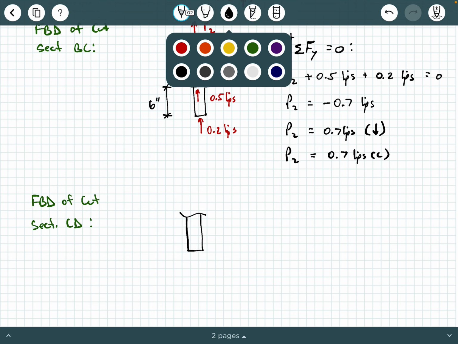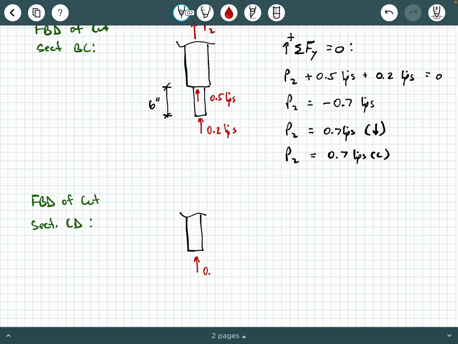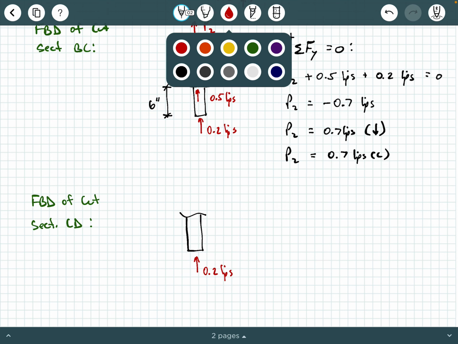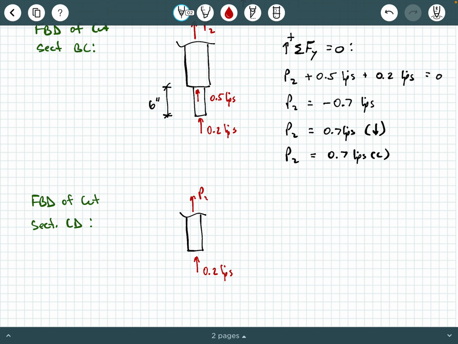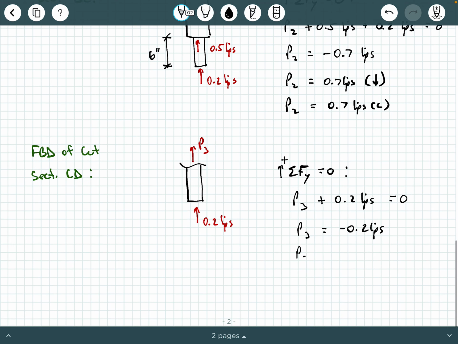And what is going to show up there? Well, only the 0.2 kips, okay? And coming out of the cut, we have this unknown P3, and so by equilibrium, you should be able to see that if you say sum of the forces in the y direction equals 0, you can say P3 plus 0.2 kips equals 0, P3 equals negative 0.2 kips. Again, the negative means that this P3 is actually pointing downwards, so 0.2 kips pointing down, which is into the cut, so P3 is 0.2 kips in compression, okay?